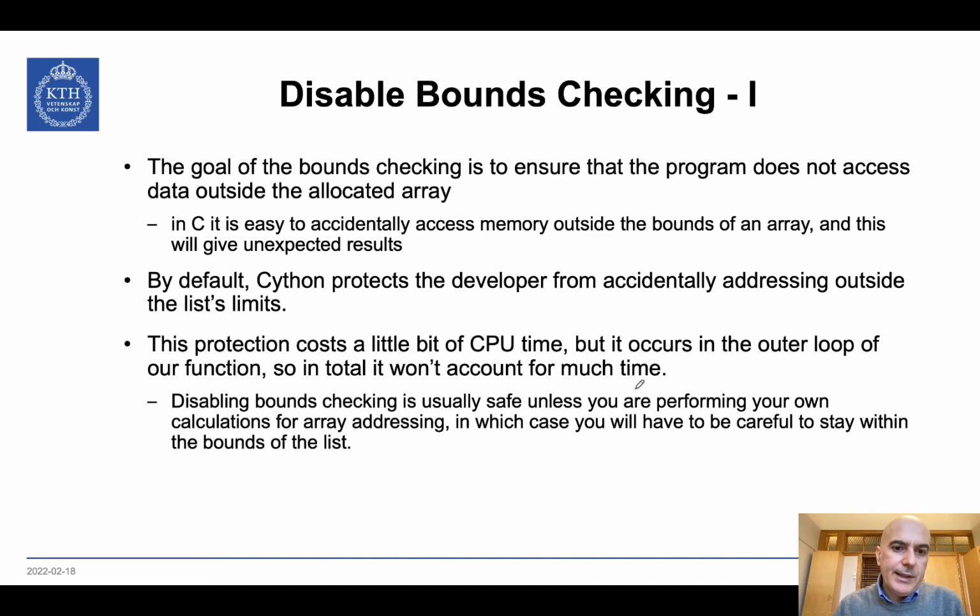By default, Cython protects the developer from addressing outside the list limits. This protection costs a little bit of CPU time, because you need to check that we are not going outside the array. So a potential optimization technique is to disable bounds checking. This is typically safe unless we are performing some calculation for array addressing, in which case we have to be very, very careful that we stay within the bounds of the list.